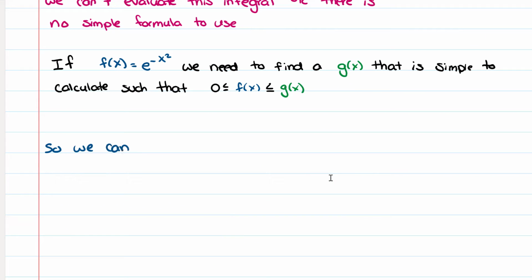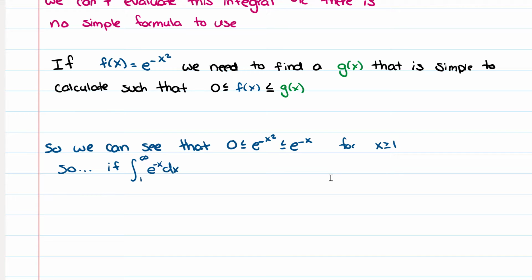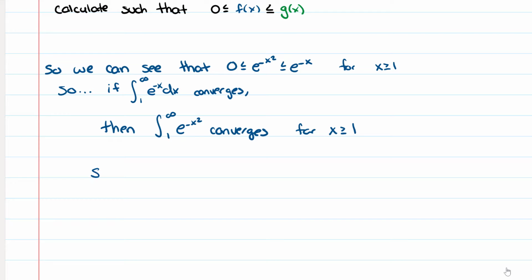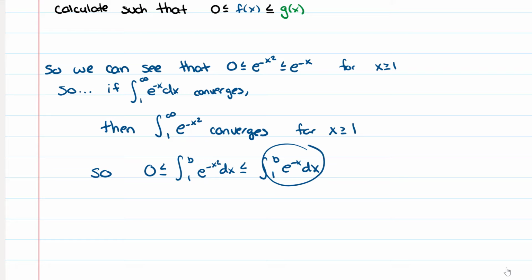So we can see that e to the negative x squared is always smaller than e to the negative x, and they're both above 0 for x greater than or equal to 1. So if the integral from 1 to infinity of e to the negative x converges, then the integral from 1 to infinity of e to the negative x squared converges as well. This means that 0 is less than or equal to the integral from 1 to b of e to the negative x squared dx, which is less than or equal to the integral from 1 to b of e to the negative x dx. What we want to show is that when we let b go to infinity, we get a number.